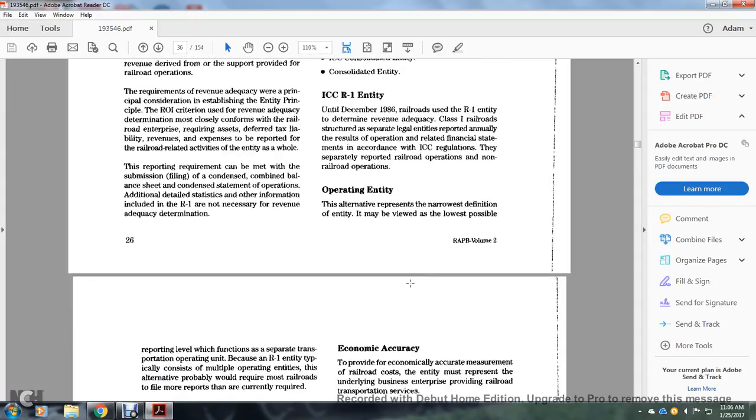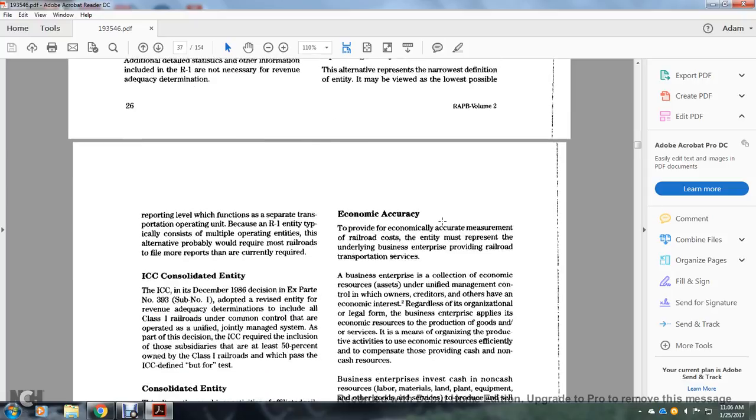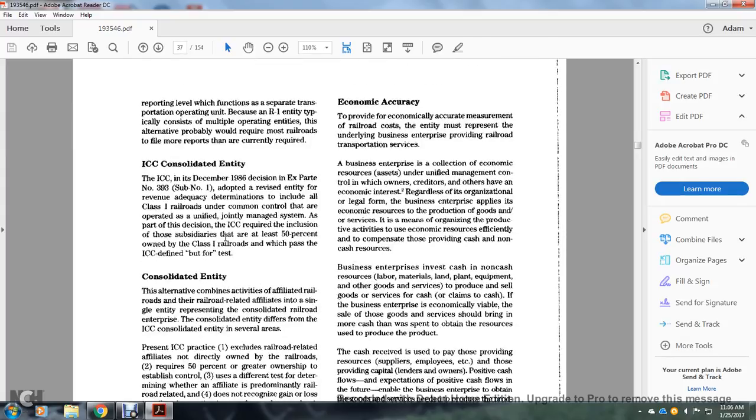The operating entity, the alternative representing a narrow definition of the entity, must be viewed at the lowest possible reporting level, the separate transportation operating function level. The R1 entity typically consists of multiple operating entities. This alternative would require most railroads to file more reports than currently required.